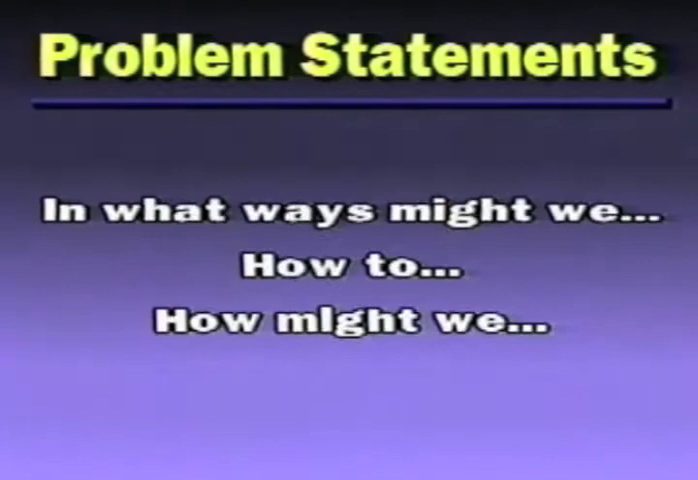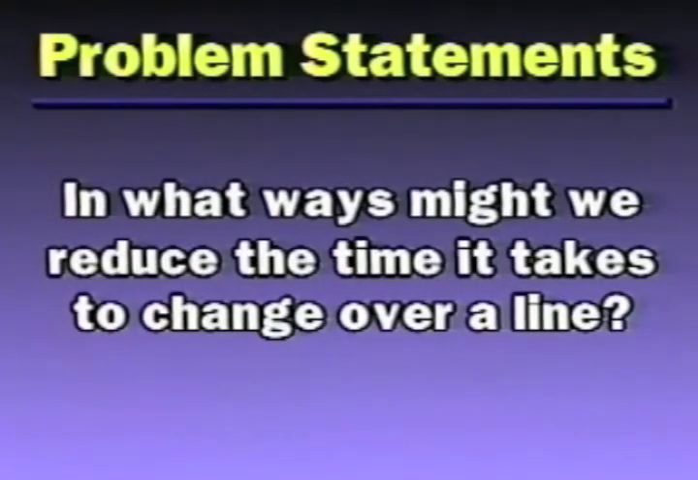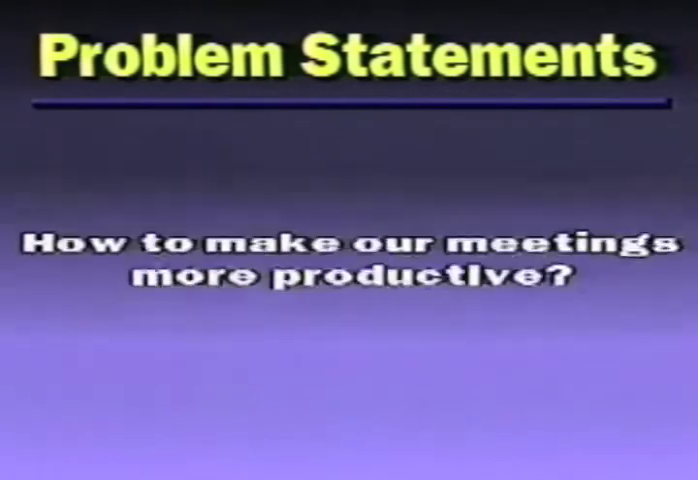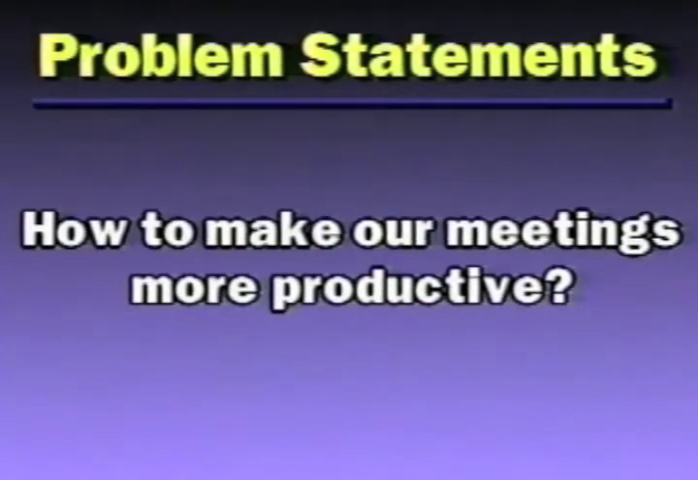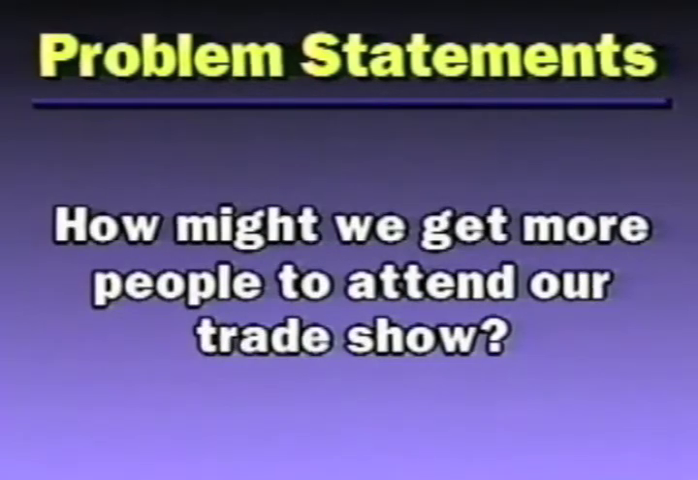For example, in what ways might we reduce the time it takes to change over a line? How to make our meetings more productive? How might we get more people to attend our trade show? After diverging, the client converged, selecting the key problem statement for which ideas were most needed. Finally, we summarized all the information on a flip chart. It was time to convene the group.